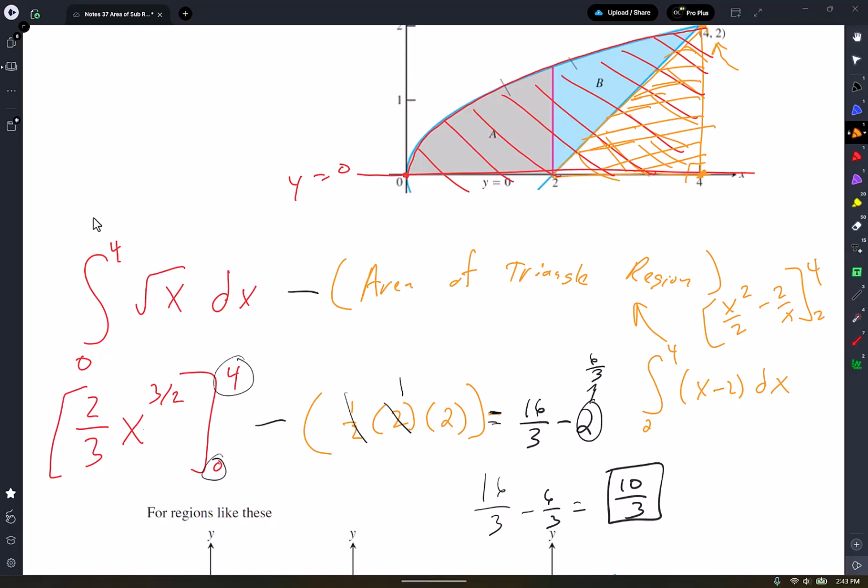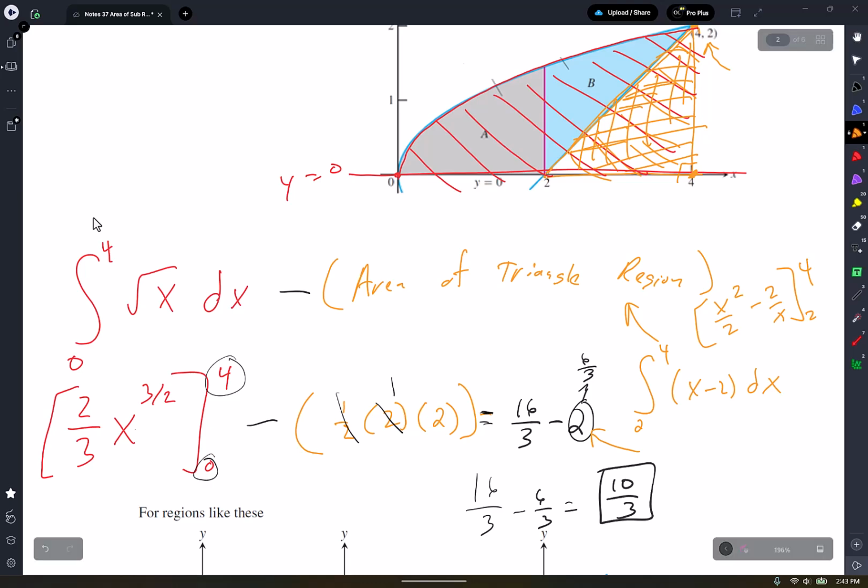Yeah, this area from 2 to 4 of x minus 2 is the area under the linear line. And the area under the linear line from 2 to 4 is that triangle. It should be this number, that 2, because the 2 was the number for the area under that triangle. The area of that triangle region. So let's see if it is.